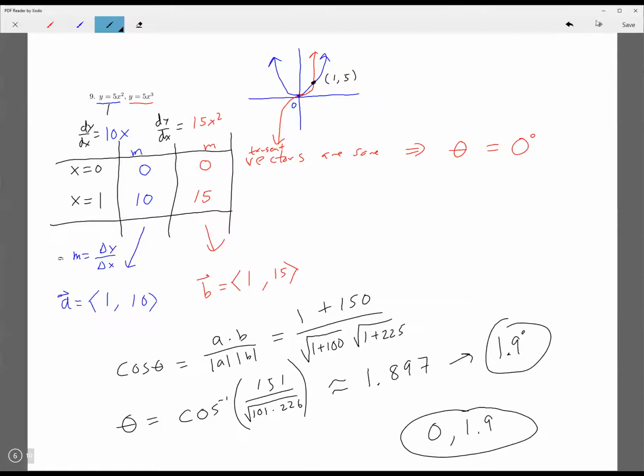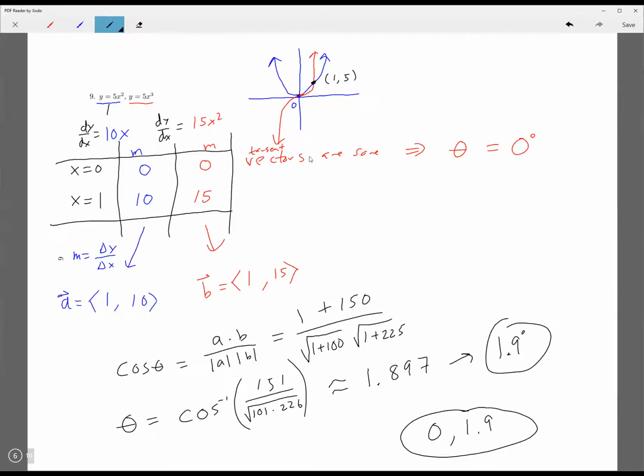Okay, so any questions about that? So you first graphed it, found where they intersected, then took the slope, put it into vector form, and then used the dot product to find the angle? Yes, yes. There's this formula here. And then you just take the inverse cosine of whatever this is. Awesome.